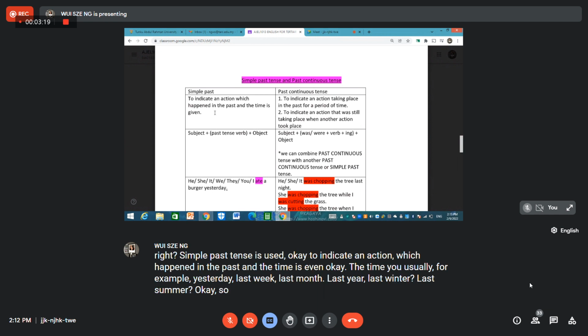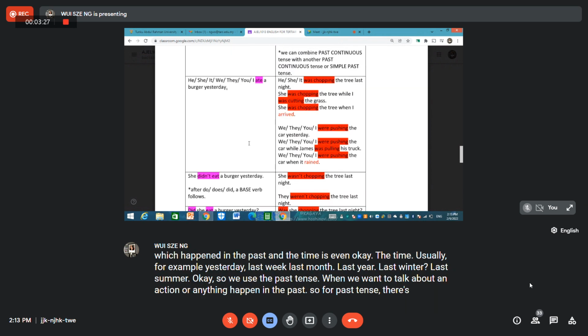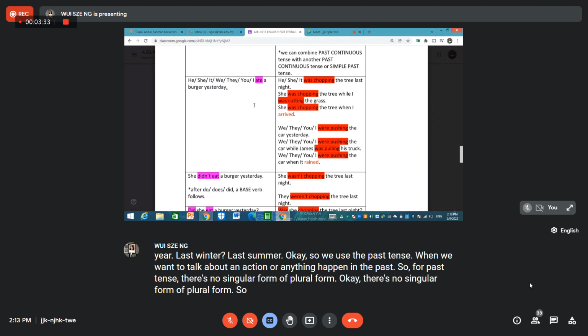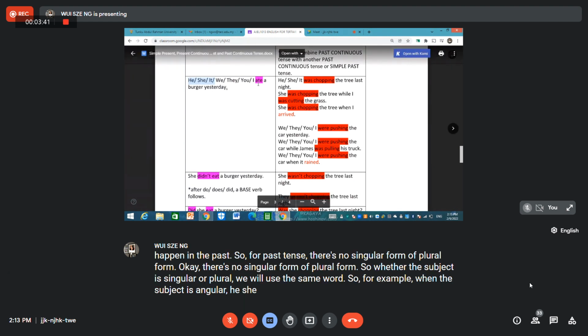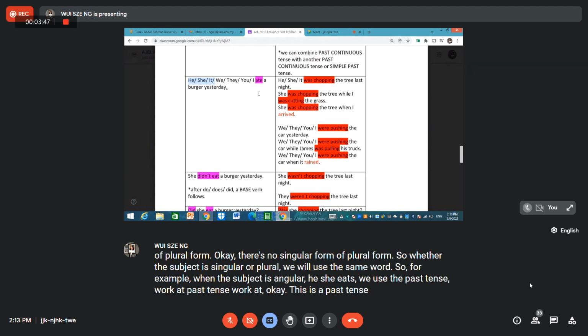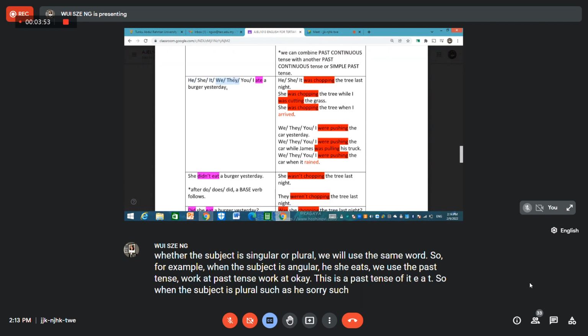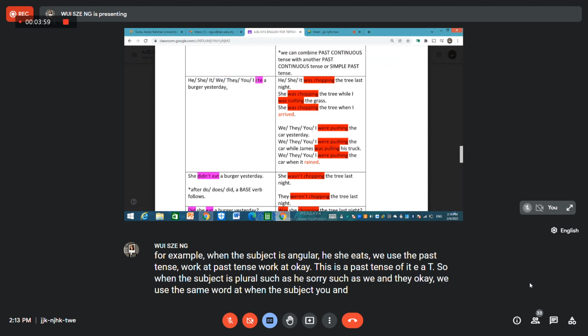So we use the past tense when we want to talk about an action or anything that happened in the past. For past tense, there is no singular form or plural form. Whether the subject is singular or plural, we will use the same word. For example, when the subject is he, she, it, we use the past tense verb ate, the past tense of eat, E-A-T. When the subject is plural, such as we and they, we use the same word ate. When the subject is you and I, we also use ate.